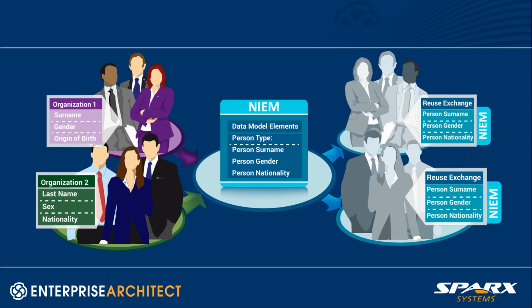On the left of screen, Organisation 1 uses the terms surname, gender and origin of birth, whereas Organisation 2 uses the terms last name, sex and nationality to describe the same data. NIEM defines a common vocabulary in order for these two organisations to effectively exchange data.